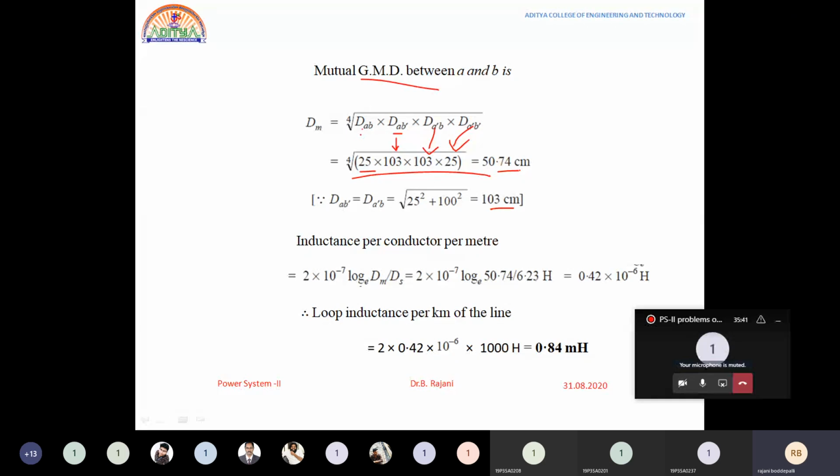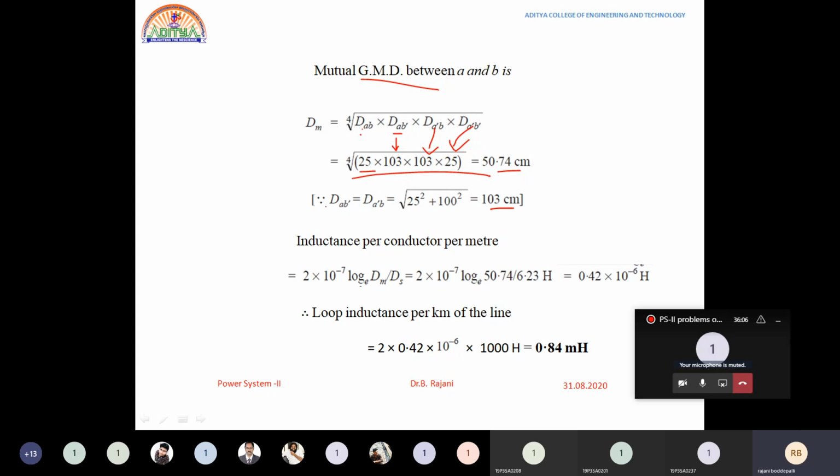Self GMD means for the same conductor itself, what are the combinations you have to take? Mutual GMD for the other conductor, what are the combinations? For the conductor A to B, AB, AB dash, A dash B and A dash B dash. Okay, this is how you need to do the problems. DAB dash is equal to DA dash B. Why? Because they are parallel to each other, so the values are the same.